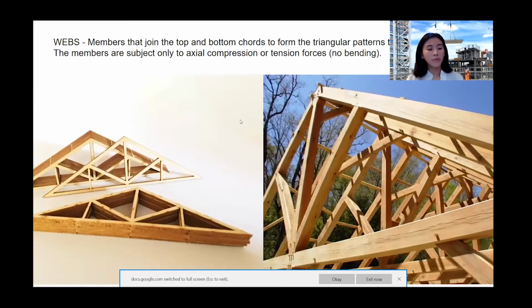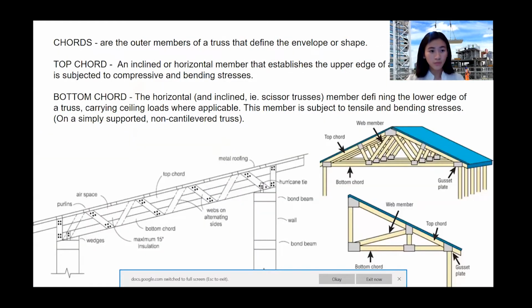So webs are members that connect the top and the bottom chords to form the triangular pattern of a truss action. Chords are basically the outermost members that define the shape. It consists of two, the top chord and the bottom chord. The top chord is the member that establishes the upper edge of a truss, while the bottom chord establishes the lower edge of a truss, carrying ceiling loads where it is applicable.